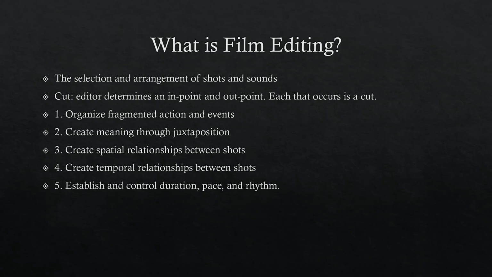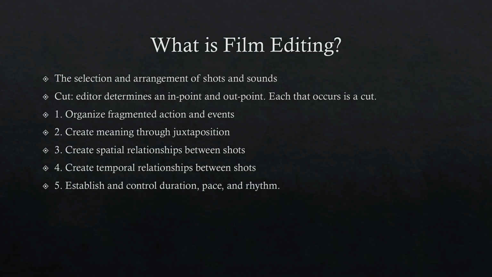Film editing in its most basic form is the selection and arrangement of the shots and sounds that go into movies. The basic tool for all film editing is a cut. And a cut happens when an editor determines an in point, a point where a scene starts, and an out point, a point where a scene goes away and stops being shown.